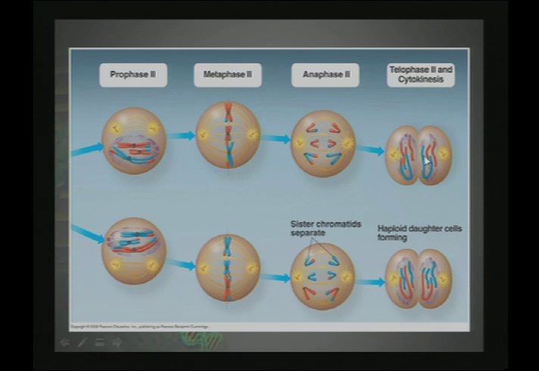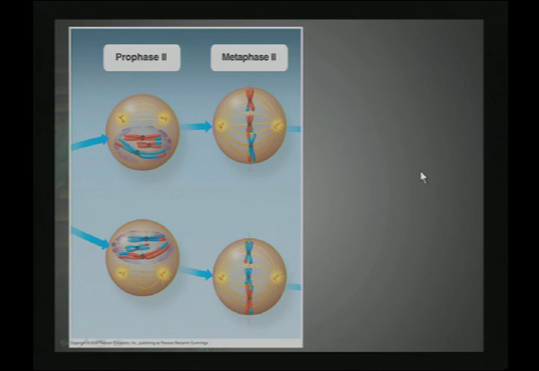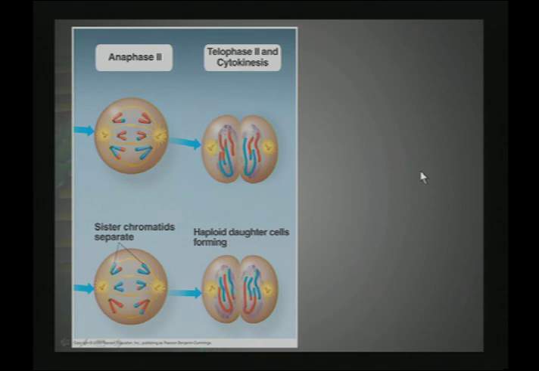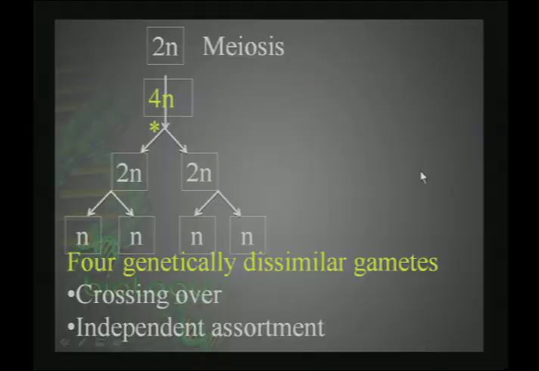And at the end of telophase 2, we have 4 haploid cells that are genetically dissimilar because of crossing over and independent assortment. So again, I'll show you this on the overhead, but prophase 2 and metaphase 2 are pretty typical, very much more like mitosis, and then anaphase 2 and telophase 2. So let's go ahead and look at this again from an overhead perspective.